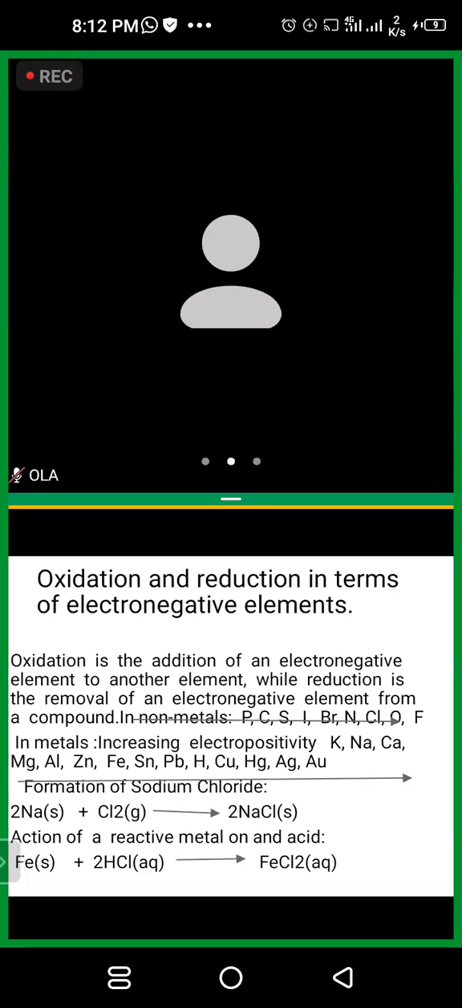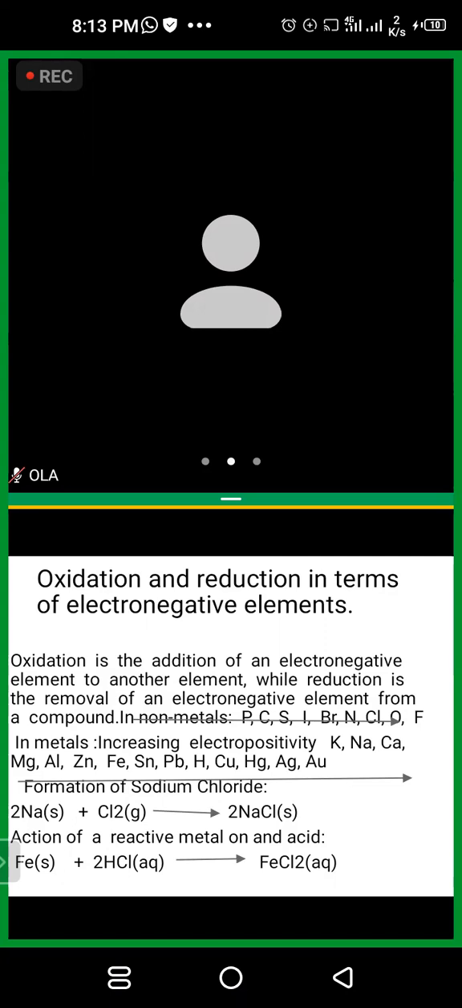So all elements that require 3, 2, 1, even 4 in the case of silicon, to attain that octet configuration are electronegative. So this shows the increase in electronegativity from phosphorus to carbon to sulfur to iodine, bromine, nitrogen, chlorine, oxygen, fluorine. So the most electronegative of these series is fluorine.